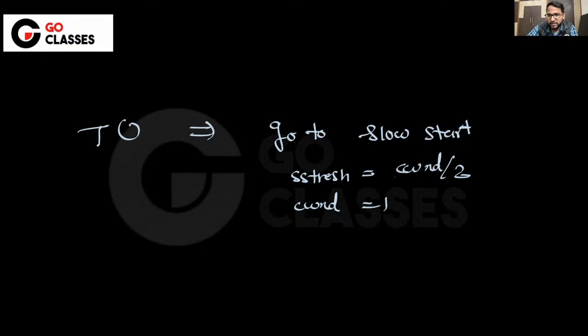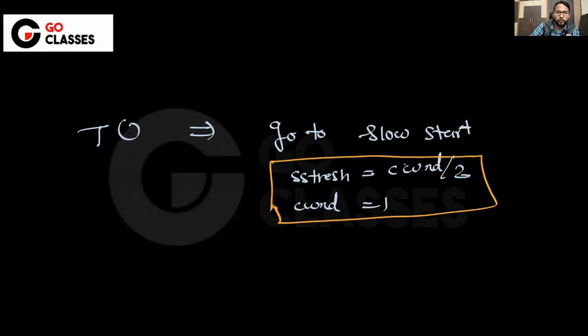Okay. So that's the only thing that you need to remember, what you are doing on the timeout, not on the 3 duplicate ACKs. Let me know if that is clear to everyone. On 3 duplicate ACKs, implementation dependent.